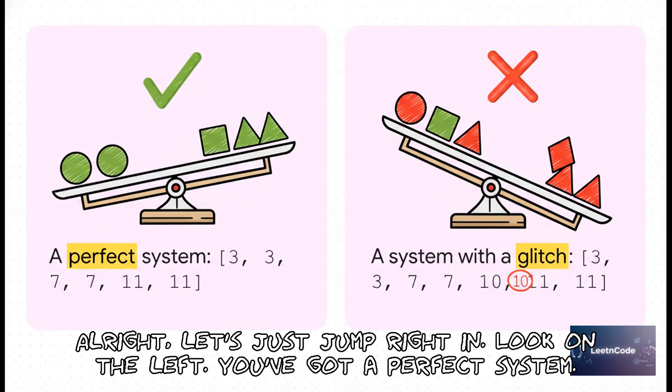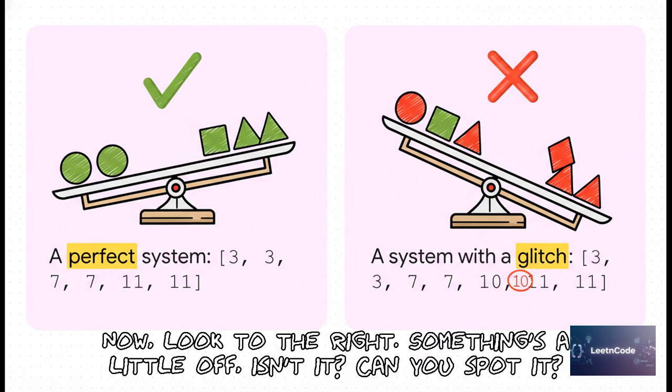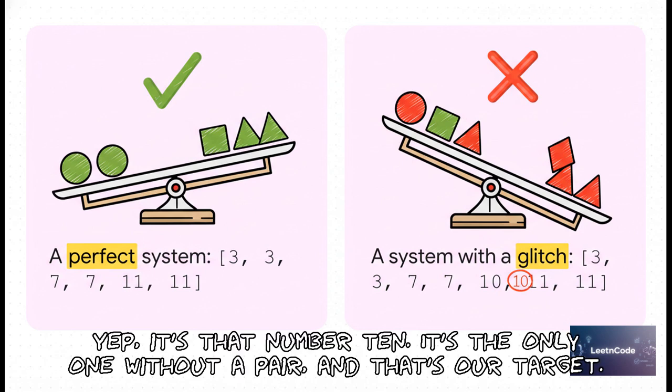Look on the left. You've got a perfect system. Every number has a buddy. 2 3s, 2 7s, 2 11s. It's all balanced. Now, look to the right. Something's a little off, isn't it? Can you spot it? Yep, it's that number 10. It's the only one without a pair, and that's our target.